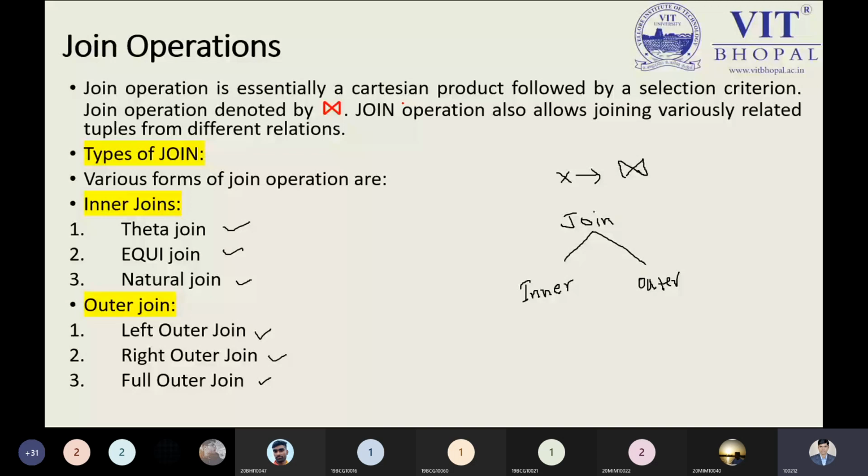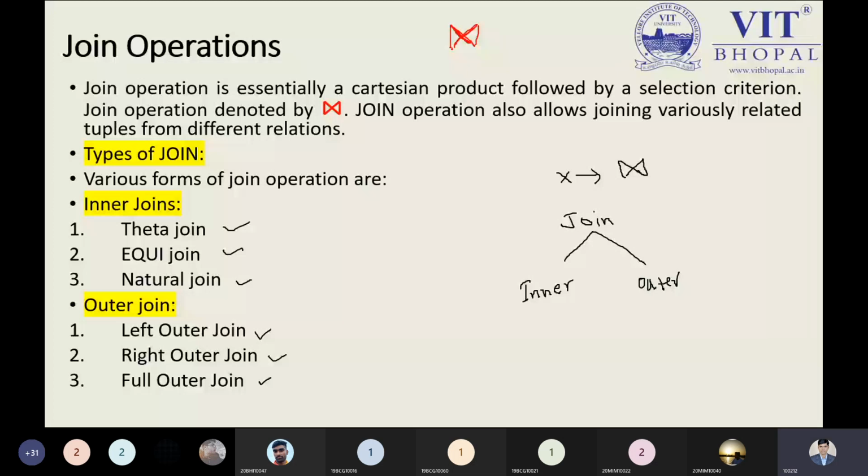The join operation is denoted by this symbol. Again, I am saying once more, it is inspired by the Cartesian product. This cross is denoted by the Cartesian product symbol. And at the last we have this, a symbol just like a bowtie. This symbol is not formally recognized as a bowtie, but in normal speaking we can say it is denoted by the bowtie symbol.